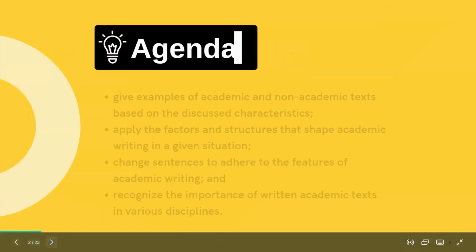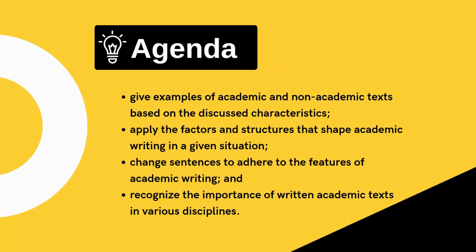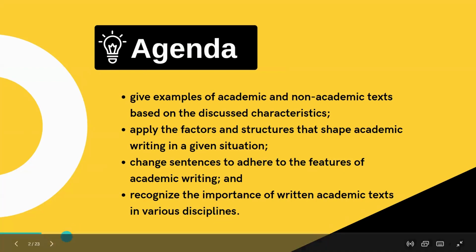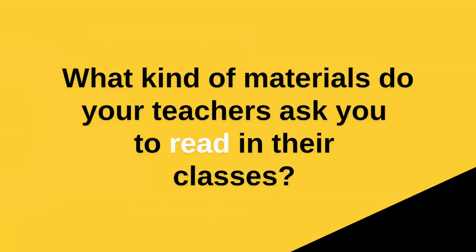In today's lesson, you will give examples of academic and non-academic text, apply the factors and structures that shape academic writing, change sentences to adhere to the features of academic writing, and recognize the importance of written academic text in various disciplines. But before we start, try to answer this.